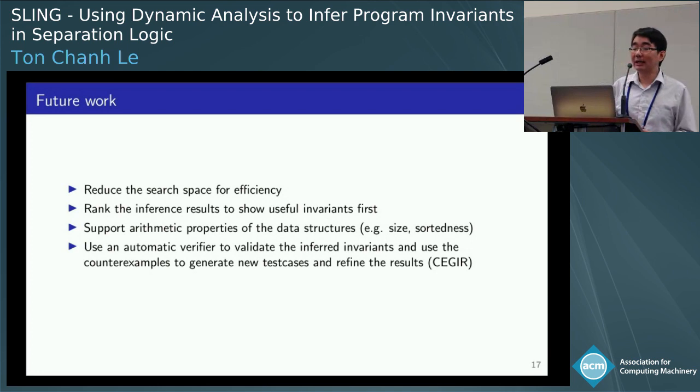So for the future work, there are a couple of directions here. So we want to reduce the search space for efficiency of the tool. And we also have a score system to rank the inferred invariants, to solve the more useful invariants first. And we also want to support arithmetic properties of the data structure such as size or the sortedness. And more importantly, we also want to use an automated verifier to validate the inferred invariants and also use a counterexample from the verifier to generate new test cases and refine the result.